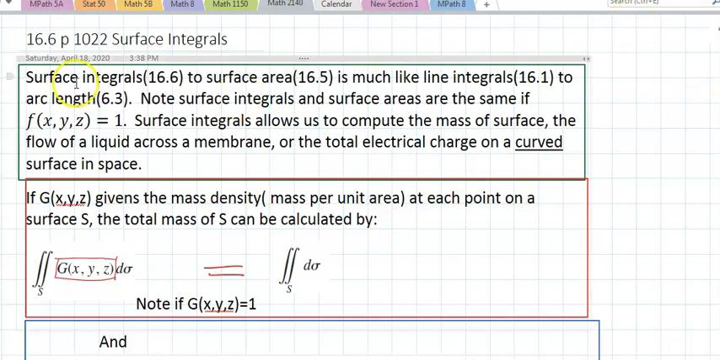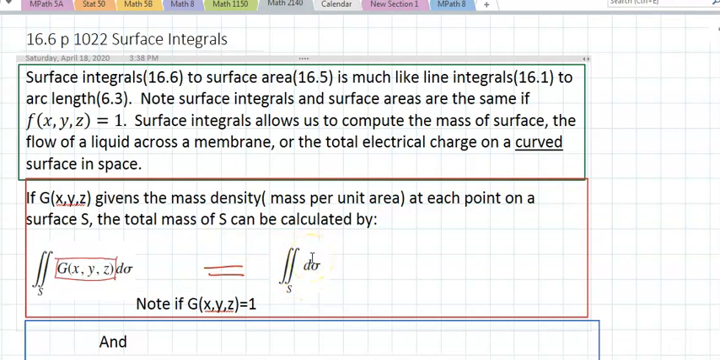What's a surface integral? Surface integrals, which is this section, are to surface area, like the previous section, much like line integrals, which is 16.1, are to arc length in 6.3, the last class. Note surface integrals and surface areas are the same if you see that right there, the double integral. This is the formula for surface integral. If you set that equal to 1, then that's pretty much the previous section.